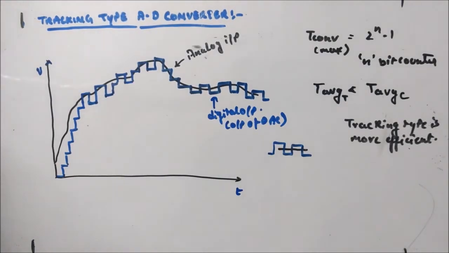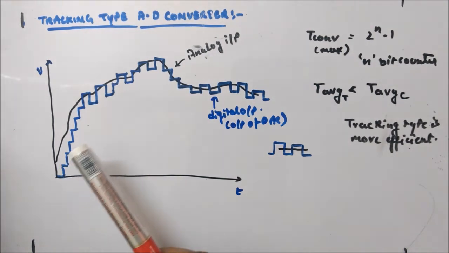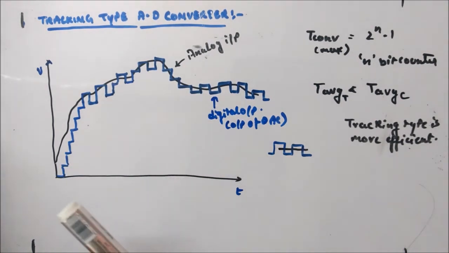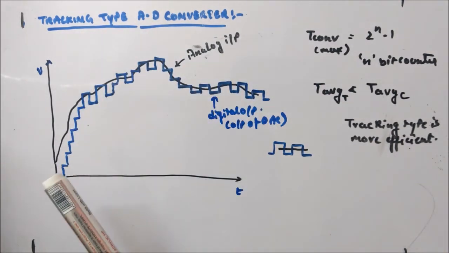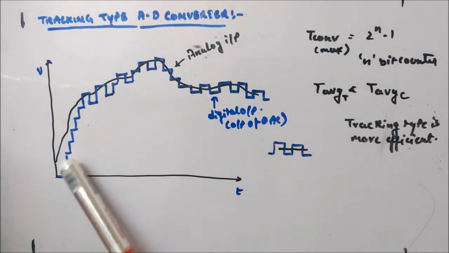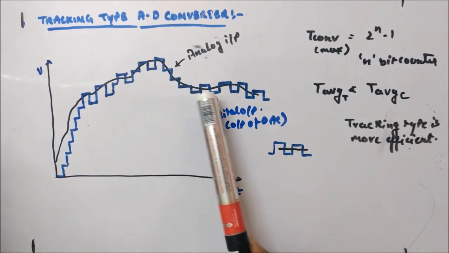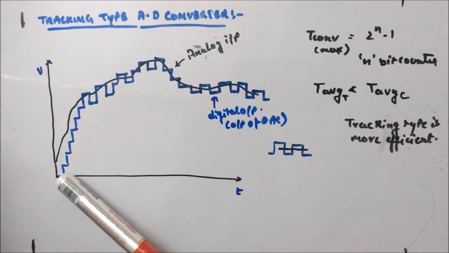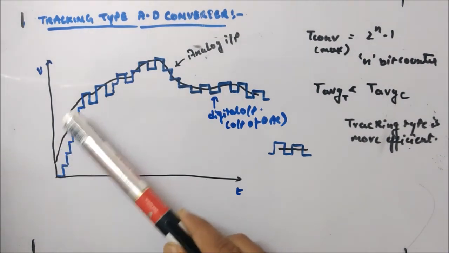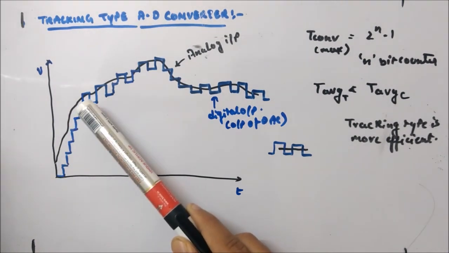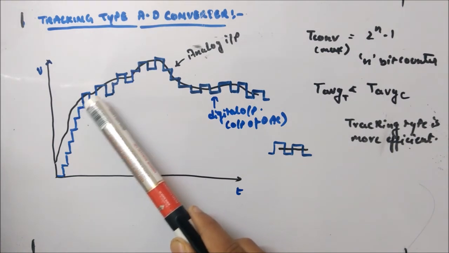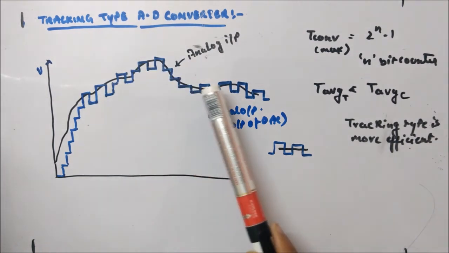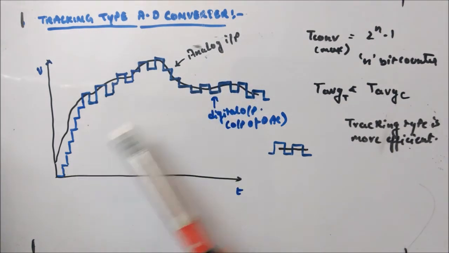Okay, so now let's see the curve of analog input and digital output of the tracking type A to D converter. You can see the black one is the curve of the analog input given to the system, and this is the kind of output you will get from the DAC. So you can see initially it is trying to capture the analog input, and once it has captured the analog input, it tracks this analog input each and every time.